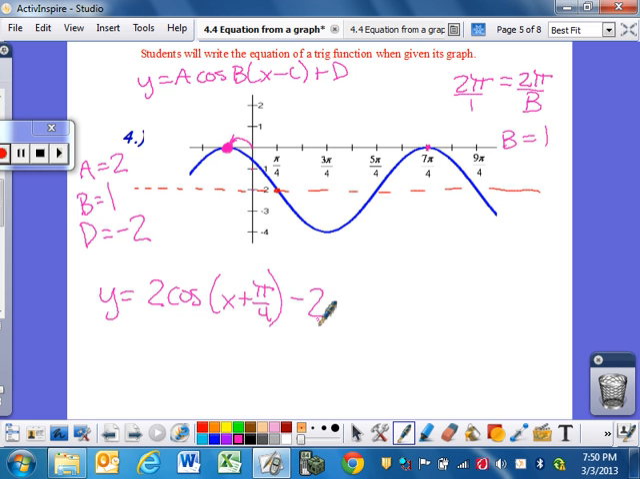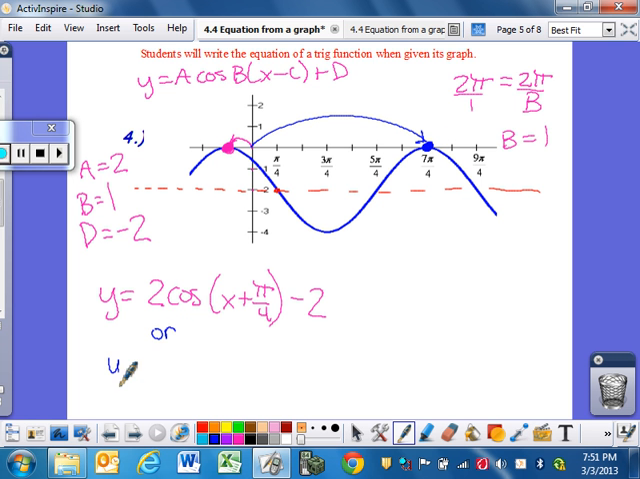-2. So that would get me to start at this pink dot. Now some of you might say, hey, what if I don't want to have a plus? What if I wanted to start way over here just to mess with Wilson's head a little bit and make him think? Well, if that's the case, what do you need to do? You need to shift this thing 7 pi over 4 to the right.